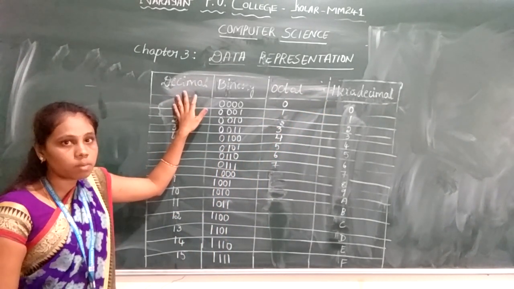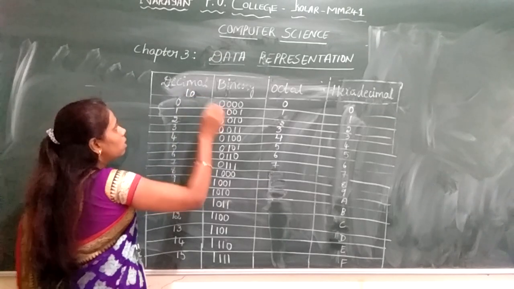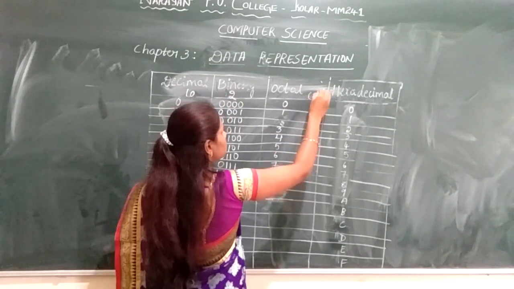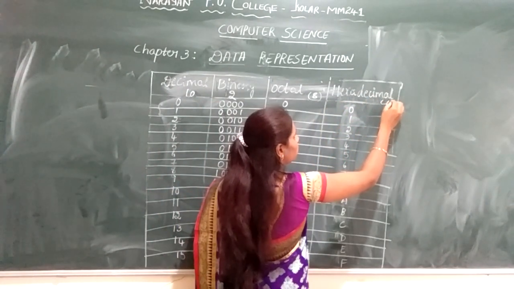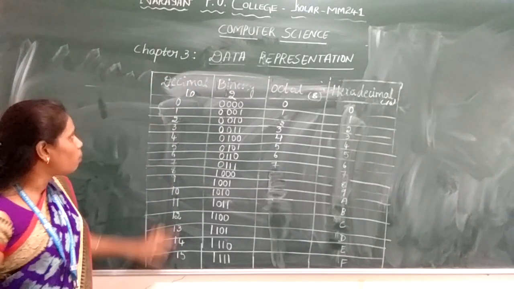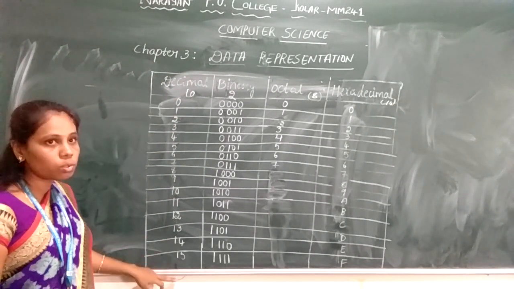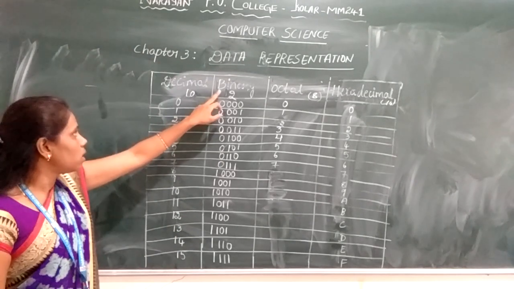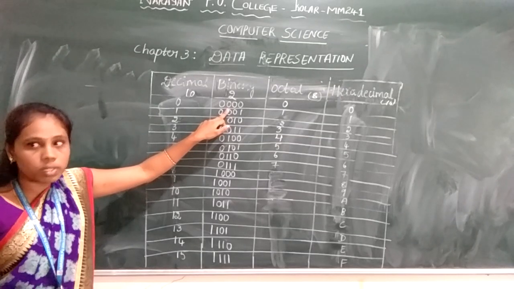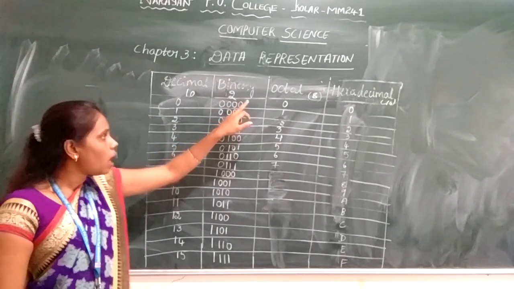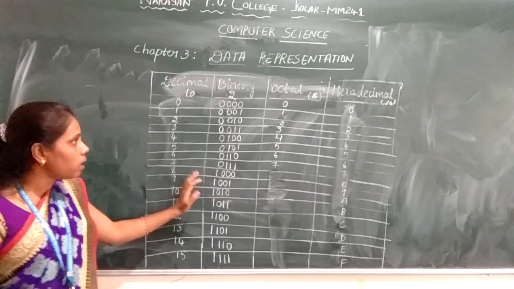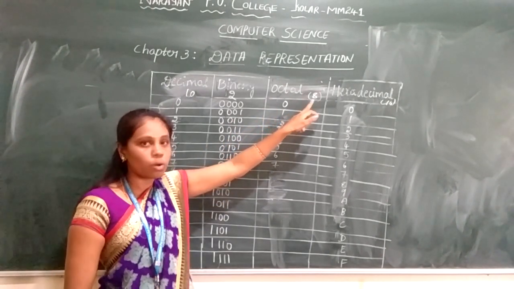The base of decimal number system is 10. The base of binary number system is 2. The base of octal number system is 8, and the base of hexadecimal number system is 16. I have taken example for decimal number system, that is from 0 to 50. In binary number system, the equivalent of this decimal value is 0001, and this represents the equivalent value of decimal number system. And in octal number system, we have base of 8.